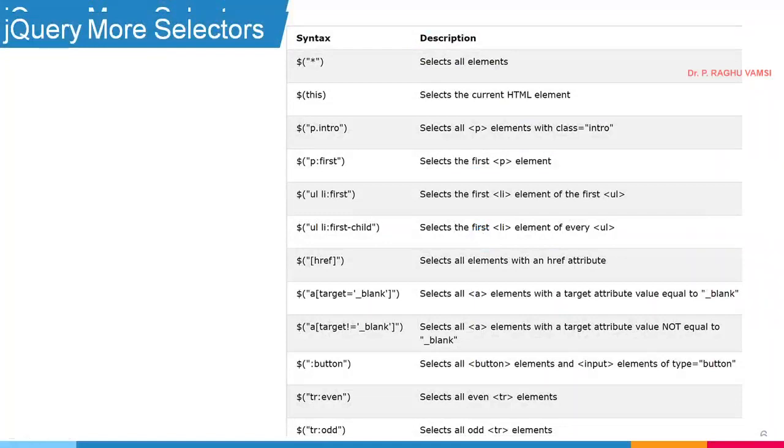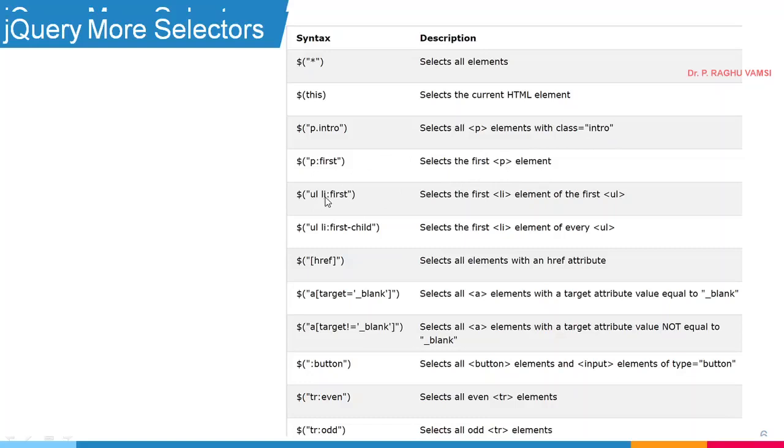Here are various other selectors and formats that you can use to select a tag in the HTML file. Whenever we write a dollar with star within the double quotes, it selects all elements. Dollar this means the tag in which you are writing this jQuery, that is, it selects the current HTML element. Next, p dot intro means select all paragraph elements with class intro. P colon first means select the first paragraph element.